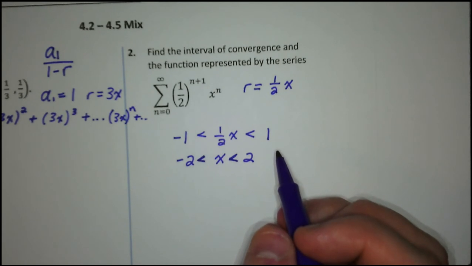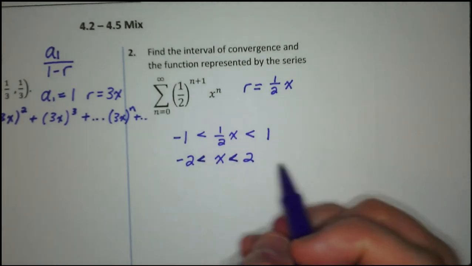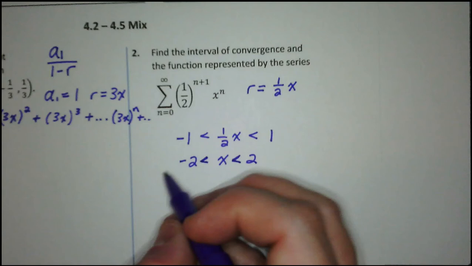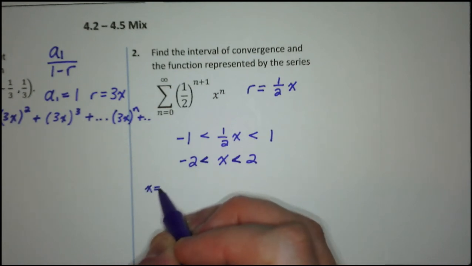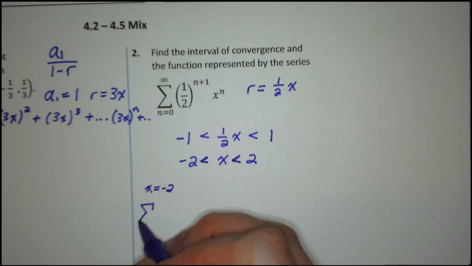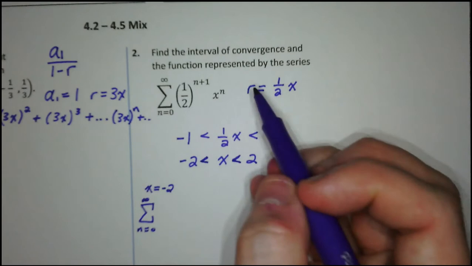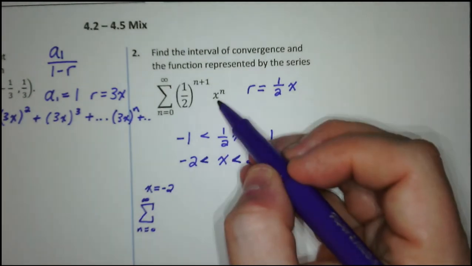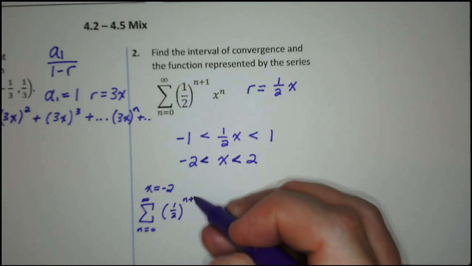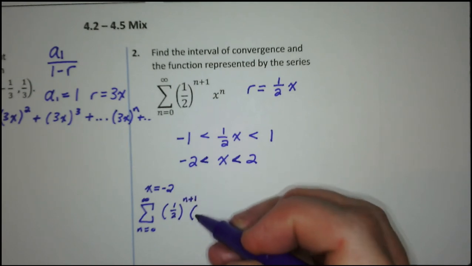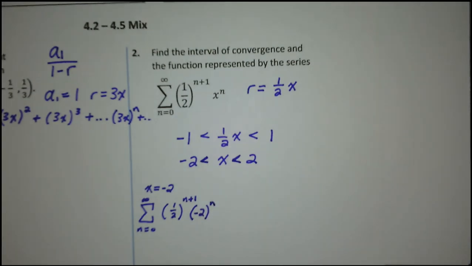But anyway, just out of curiosity, let's check the endpoints. So if we were checking at exactly -2, I might as well write it down, x equals -2, that would result in, let's see, if x were to equal -2, we would have 1/2 n plus 1 times -2 to the n power.